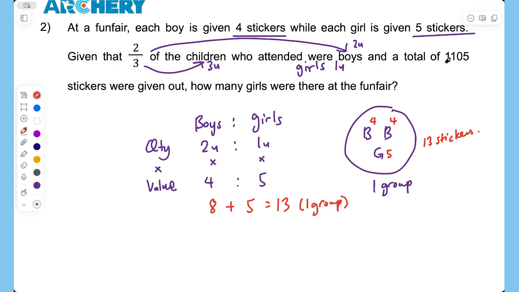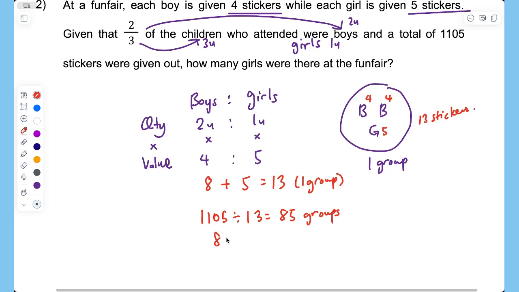Now, a total of 1,105 stickers were given out. So to find the number of groups, we take 1,105 divided by 13, and that gives us 85 groups. So this is one group which consists of 2 boys and 1 girl, and there are 85 of these groups. How many girls were there at the fun fair? We will take 85 groups, and in each group there's 1 girl, so times 1, that will be 85 girls. So the answer is 85. There are 85 girls at the fun fair.